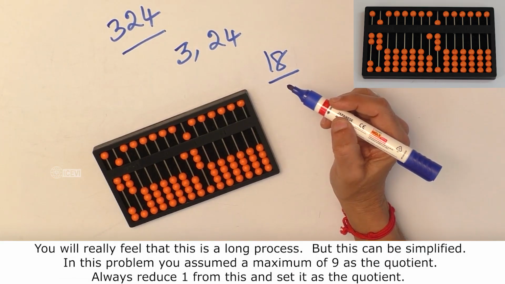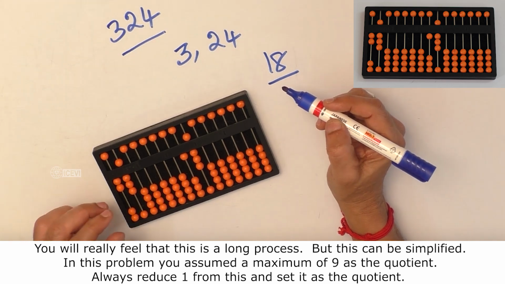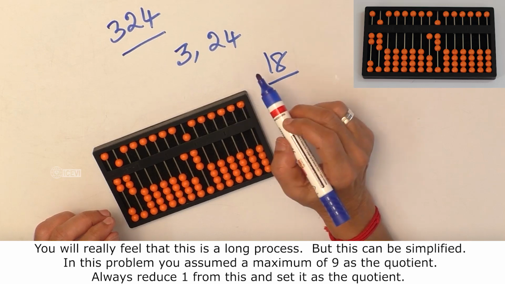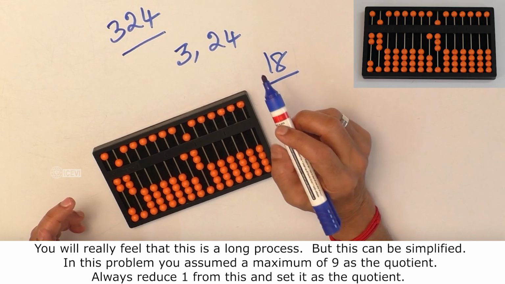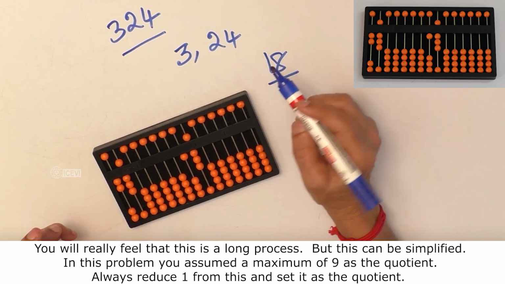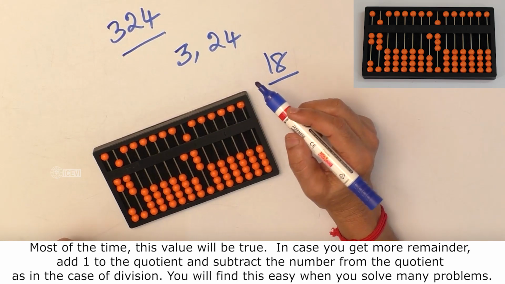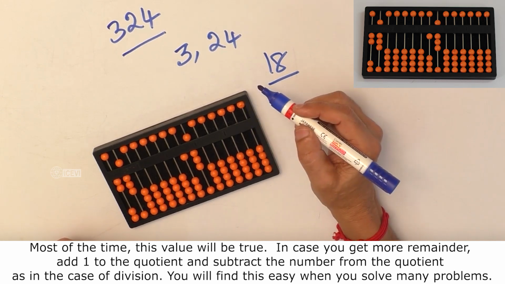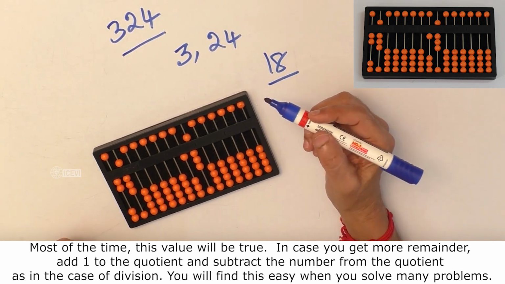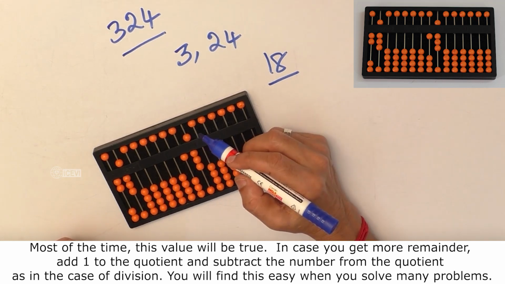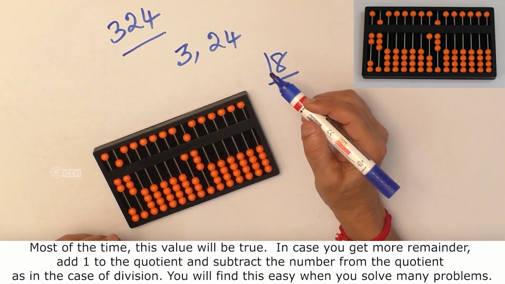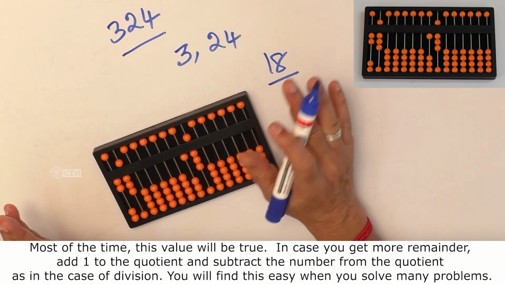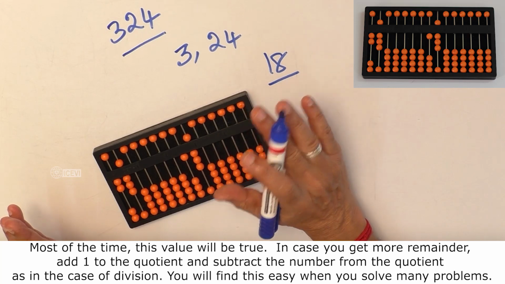You will really feel that this is a long process, but this can be simplified. In this problem, you assumed a maximum of 9 as the quotient. As always, reduce 1 from this and set it as the quotient. Most of the times, this value will be true. In case you get a remainder, add 1 to the quotient and subtract the number from the quotient, as in the case of division. You will find this easy when you solve many problems.